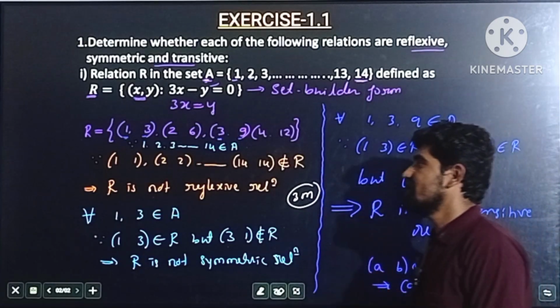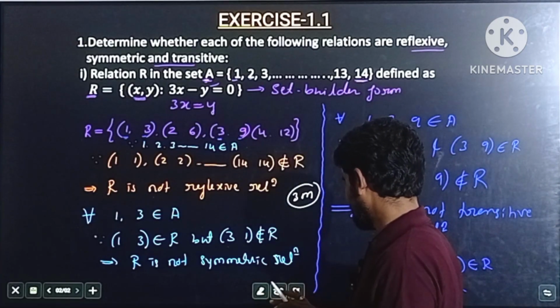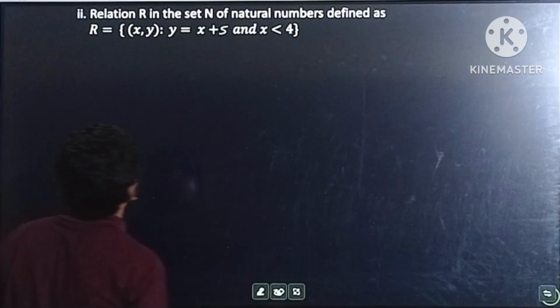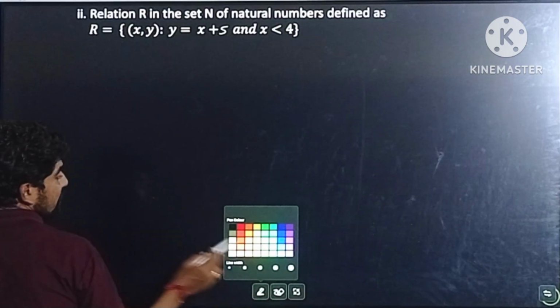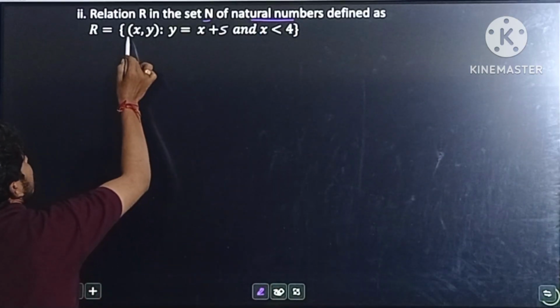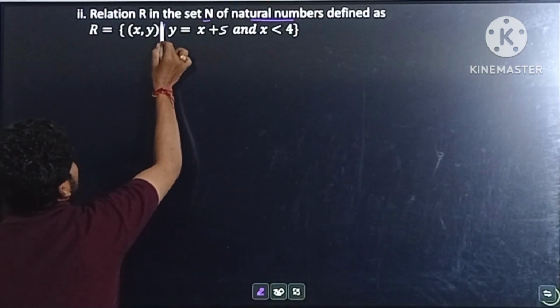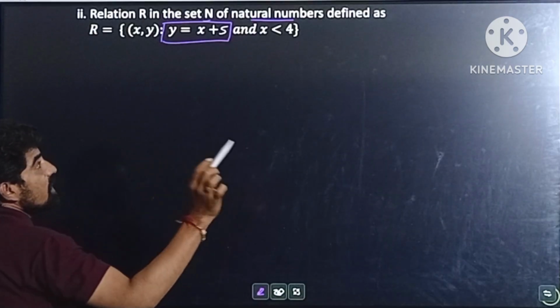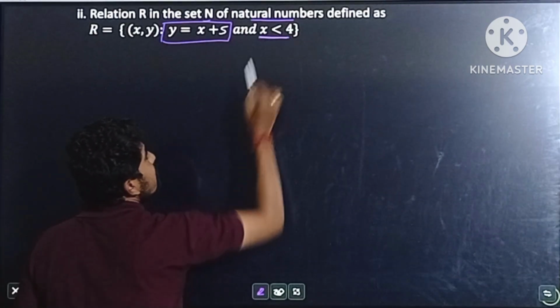I hope all of you understood. Now let's start the next question. And the second question is: relation R defined on the set N of natural numbers, and the relation between x and y is y equals x plus 5, and it is also given that x is less than 4.